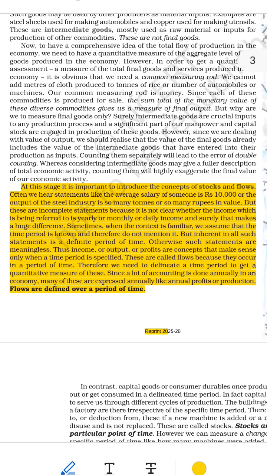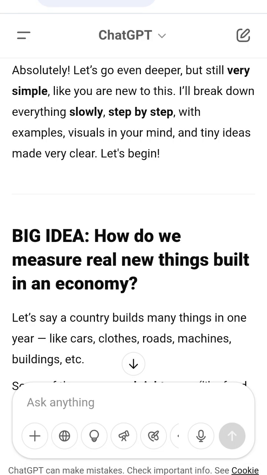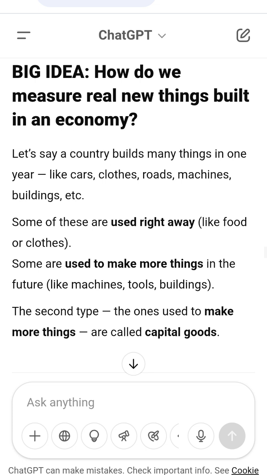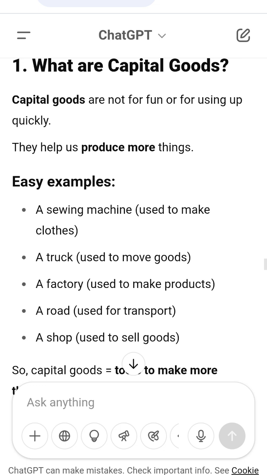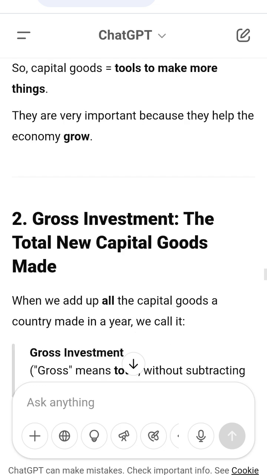These are called flows because they occur in a period of time. Because they happen over time, we call them flows. Therefore, we need to delineate a time period to get a quantitative measure of these. Delineate just means mention clearly. To measure flows like income or output, we must clearly say the time, like per month or per year. Since a lot of accounting is done annually in an economy, many of these are expressed annually, like annual profits or production. Usually, we measure flows per year in economics. So we say annual income, yearly profits, total production this year.